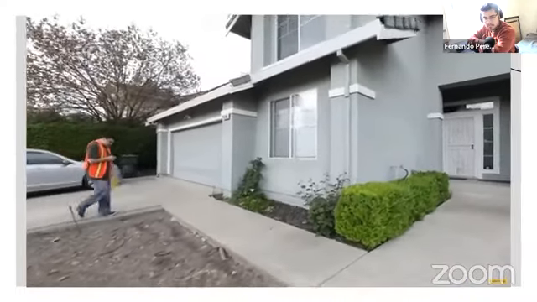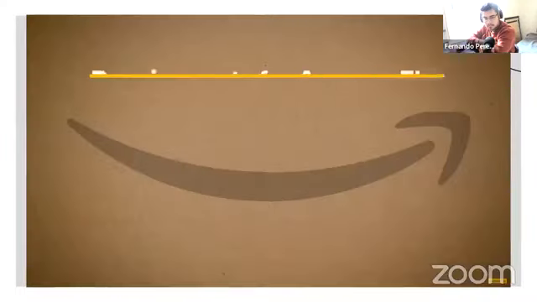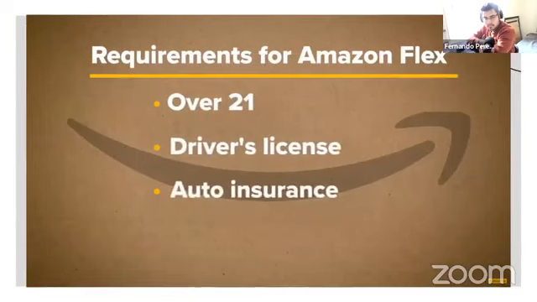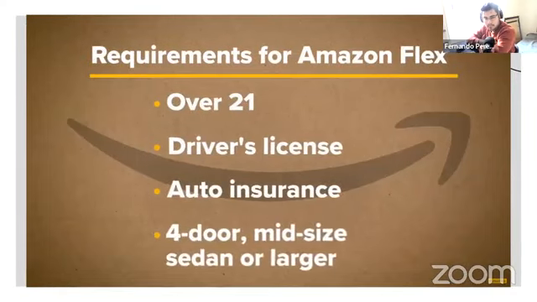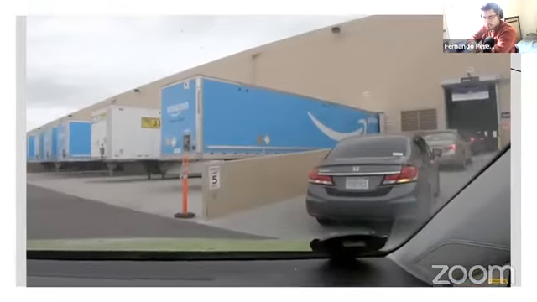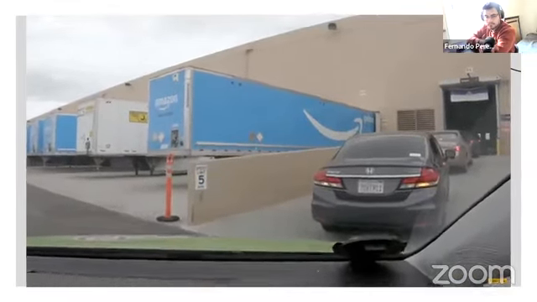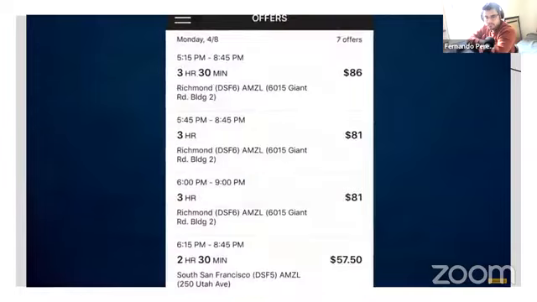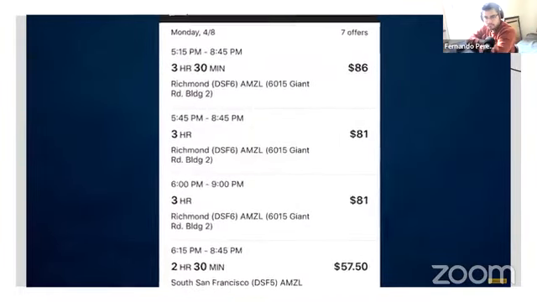Amazon Flex is available in about 50 U.S. cities. Anyone over 21 with a driver's license, auto insurance, and at least a midsize sedan can sign up. After clearing a basic background check, drivers in areas with open spots can start picking up and delivering packages. Drivers use the Flex app to sign up for a block, which ranges from 3 to 6 hours.